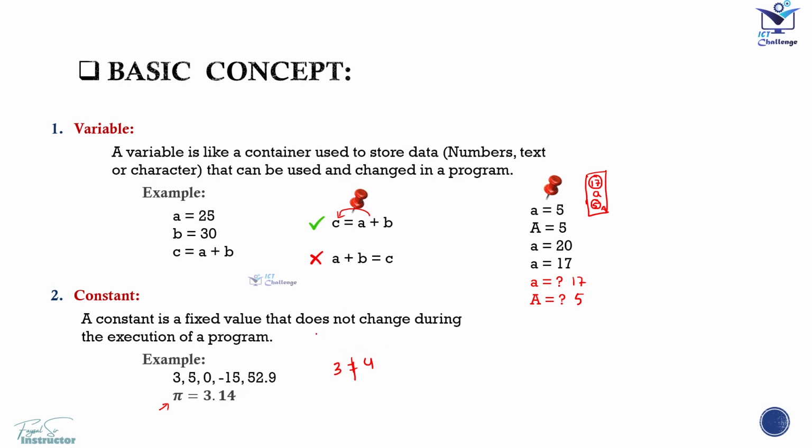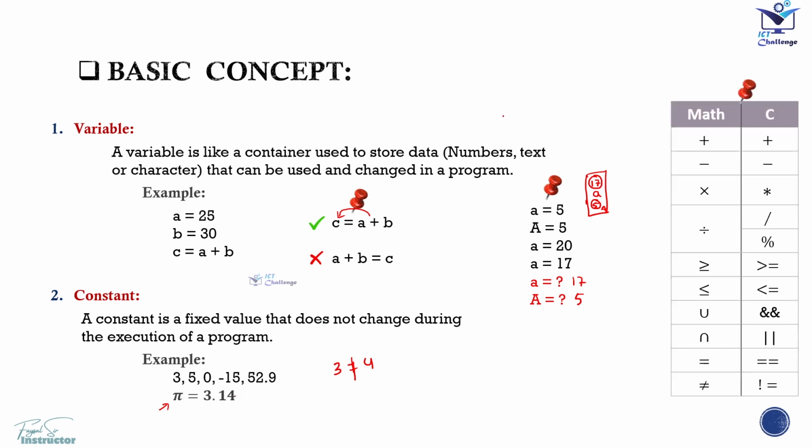Okay, so now we have to know some very important things. This is the difference between mathematics and C. We have different signs for those different topics. Here in mathematics we write plus, also in C we write this plus sign. Also this is minus, okay. Here we have the multiplication sign in mathematics, whereas we have this star mark in the C program. That means if you want to multiply anything in your C program, you have to apply this kind of star mark. This is called multiplication.